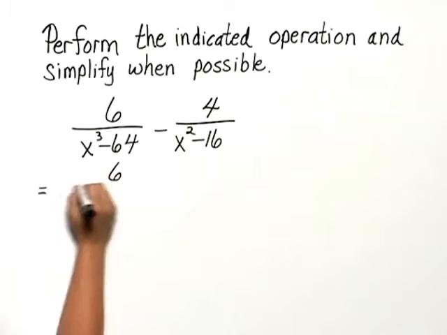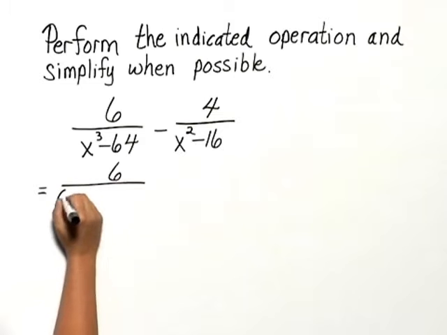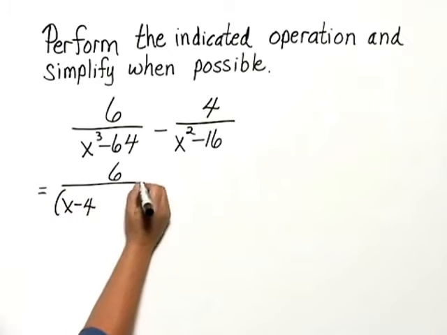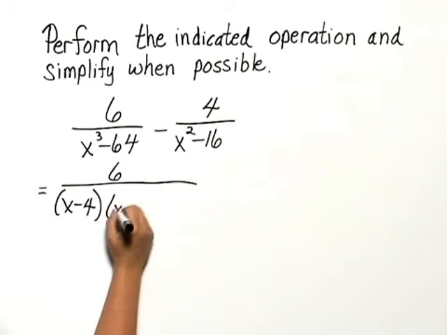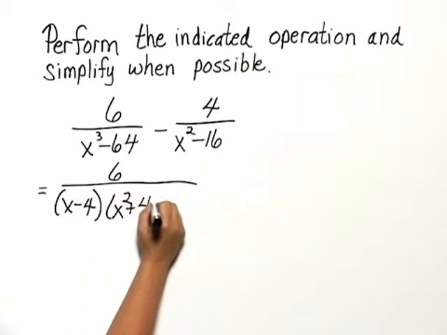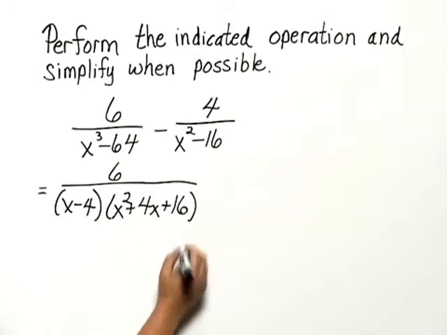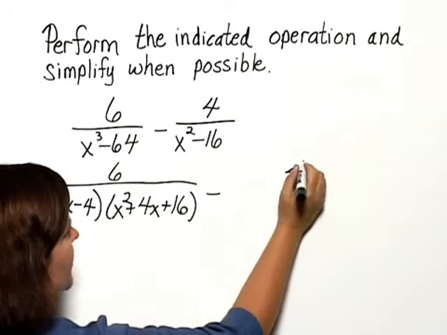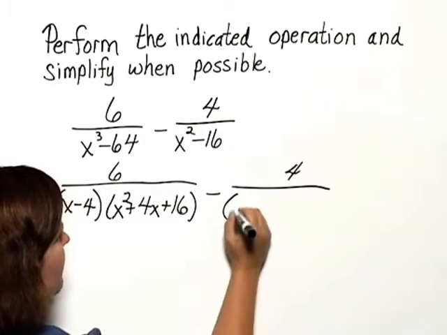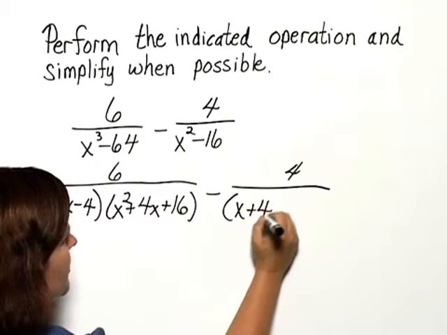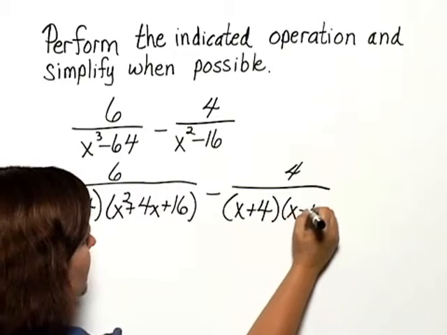This is 6 over x minus 4 times x squared plus 4x plus 16, factoring a difference of cubes. And now on this side I factor a difference of squares, and I have x plus 4 times x minus 4.